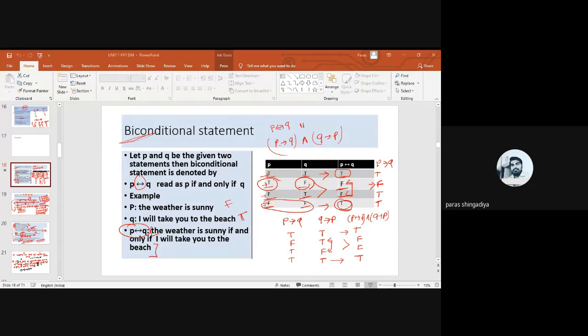We check this last column, the final answer. If all the outputs are true, meaning the T form, then we say this is known as a tautology. This compound statement is called a tautology. So this is the first definition.